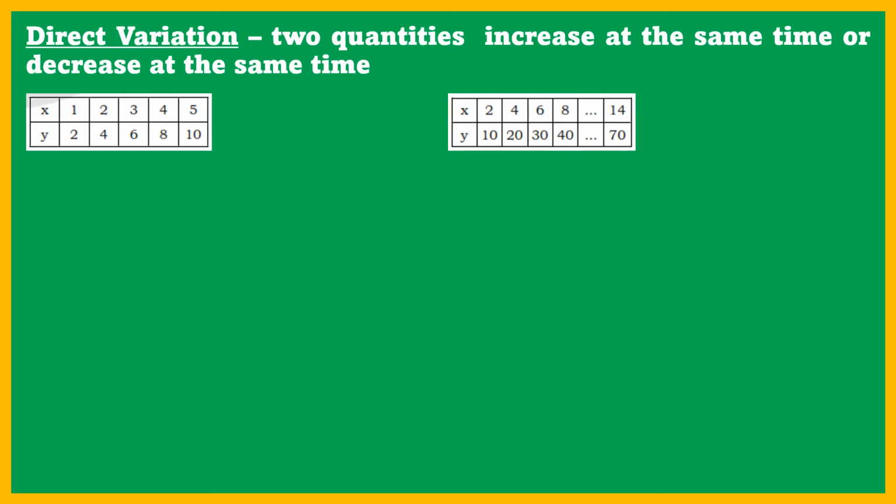So in order for us to determine or to solve direct variation, the first thing we need to do is to identify the equation of variation. And the standard form of the equation of variation is k is equal to y over x, or y is equal to k times x. So this one is the standard form of the direct variation equation. So tatandaan natin 'yan.